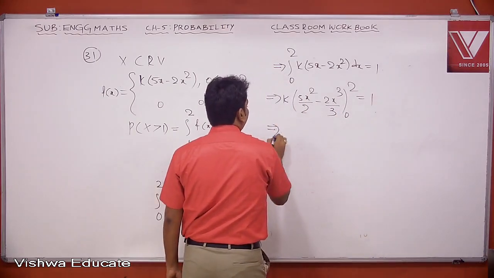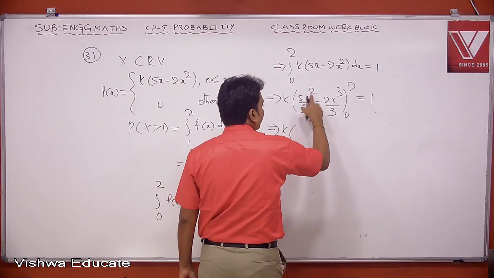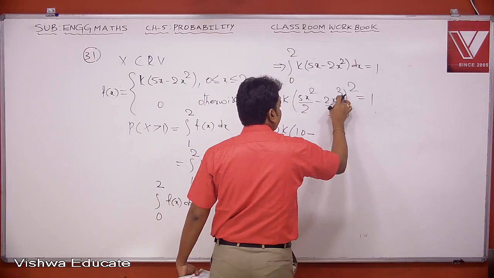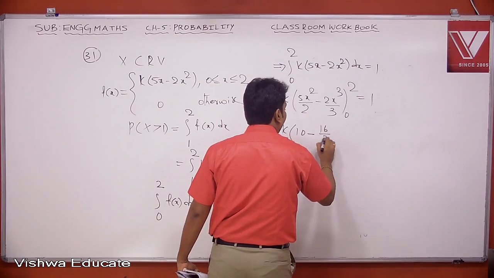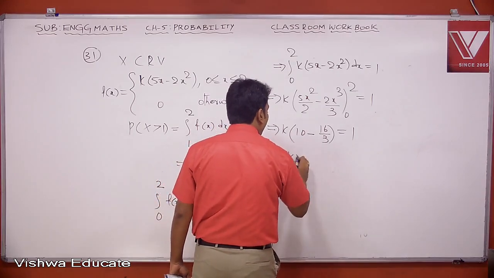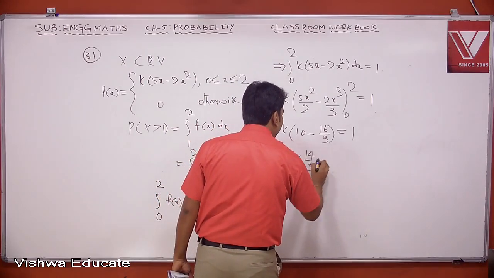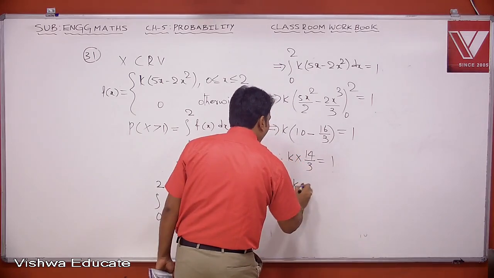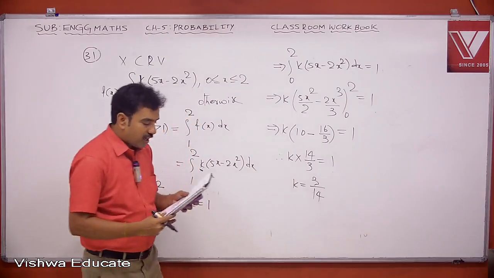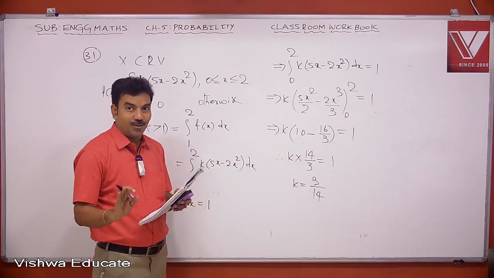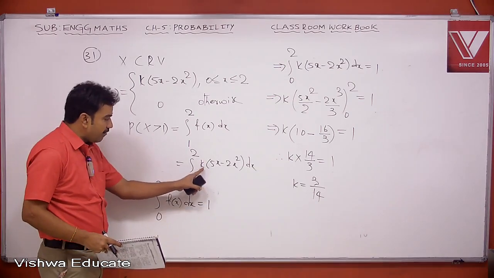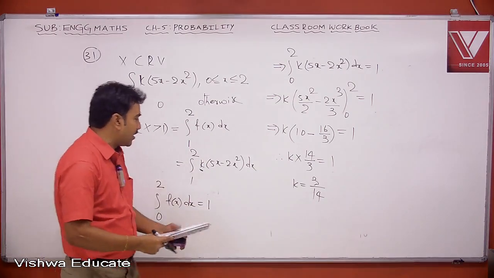This implies k times, replace x by 2: 2 square is 4, this is 10; 2 cube is 8, 8 into 2 is 16. So k into 10 minus 16 by 3 equal to 1. Therefore this is k into 14 by 3 equal to 1. Therefore the value of k is 3 by 14. But be careful, 3 by 14 is option A, that is only the k value, but you must find P of x greater than 1. So substitute the k value 3 by 14 and do the integration, you get the answer.